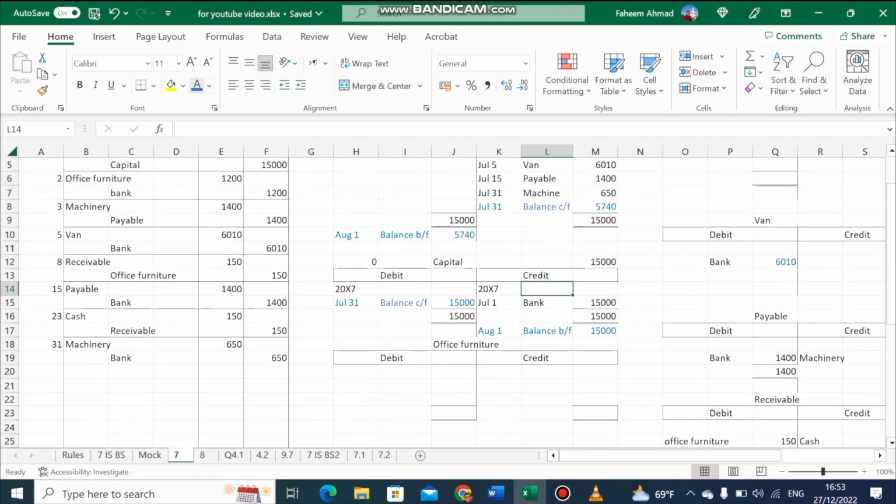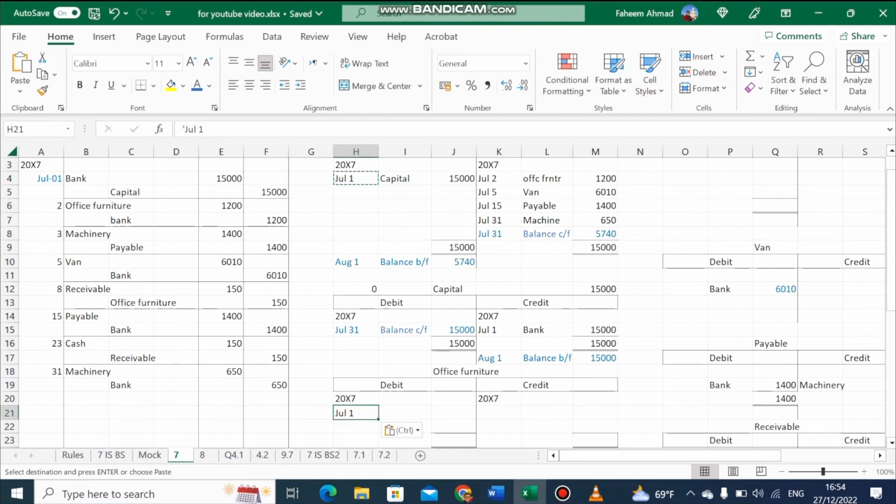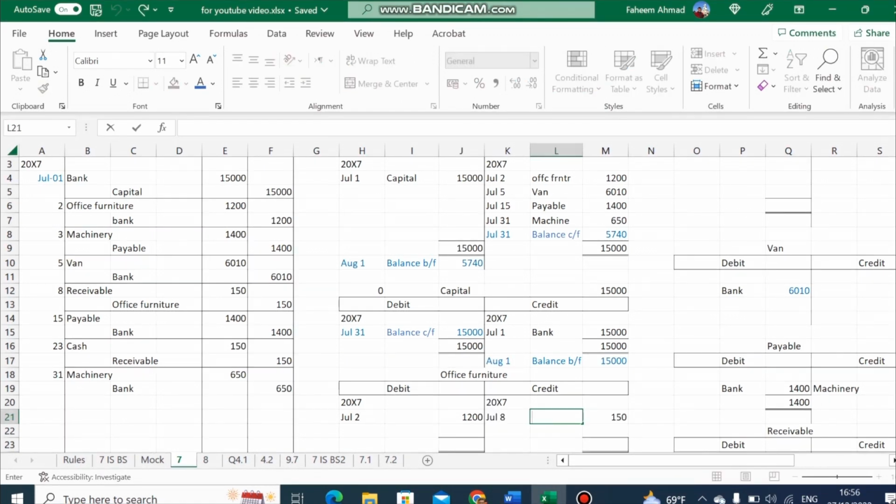Okay, next I got furniture. So let's check what entries are in furniture. So I can see furniture debit 1200. Okay, is there any other? So I can see on 8th of July there is a credit entry for office furniture. So I will take 150 credit on 8th of July.